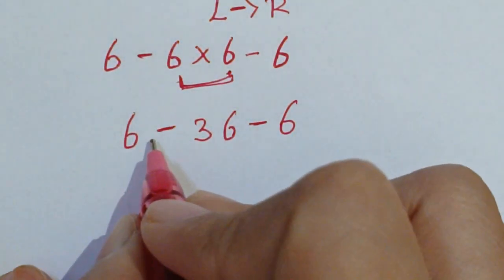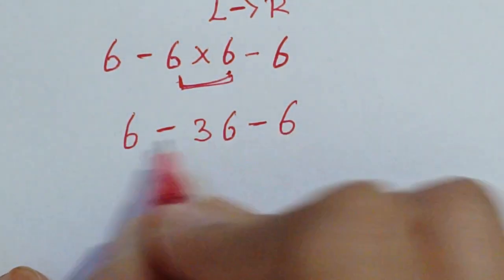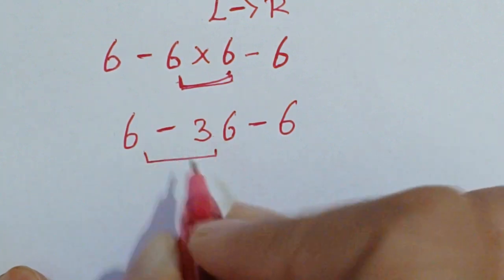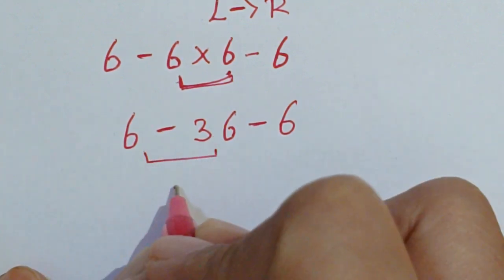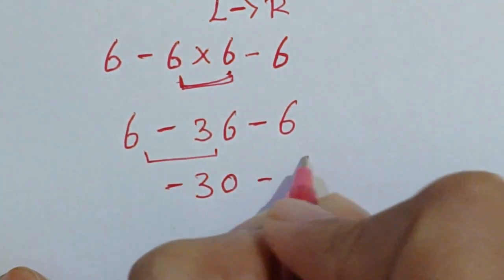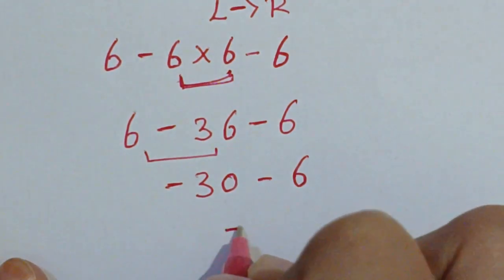Then next here we will go from left to right. So we will solve first this part. So 6 minus 36 is minus 30, minus 6. The final answer is minus 36.